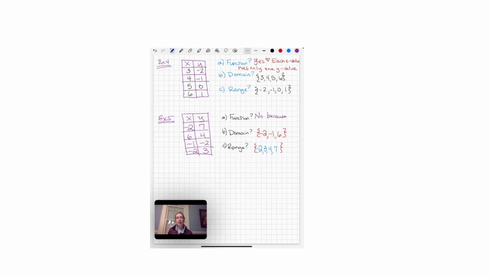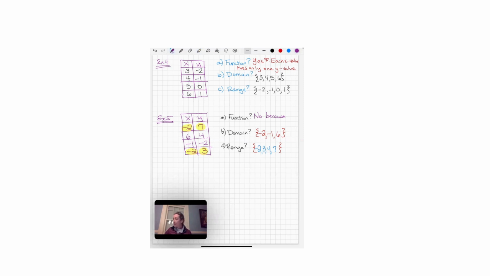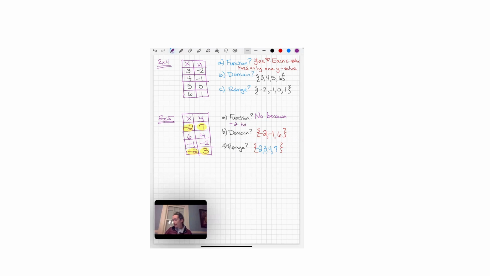I got a no-go on function here. I noticed that -2 matches with 7, but -2 also matches with 3. That is bad news bears in the function world. And that's what I'm going to explain to my reader. No, because -2 has 2 y values, 7 and 3.